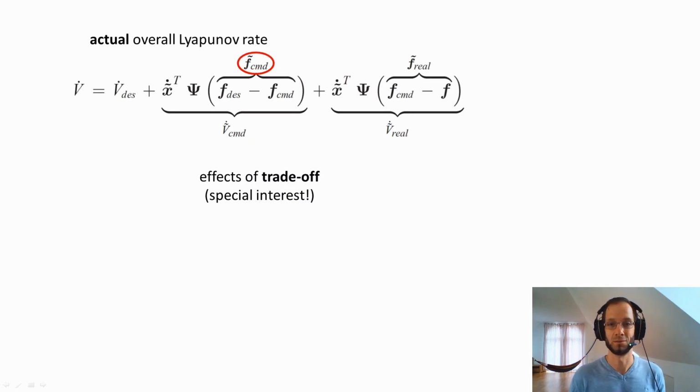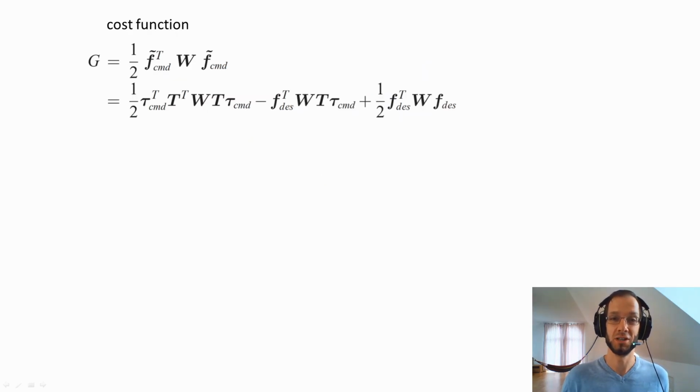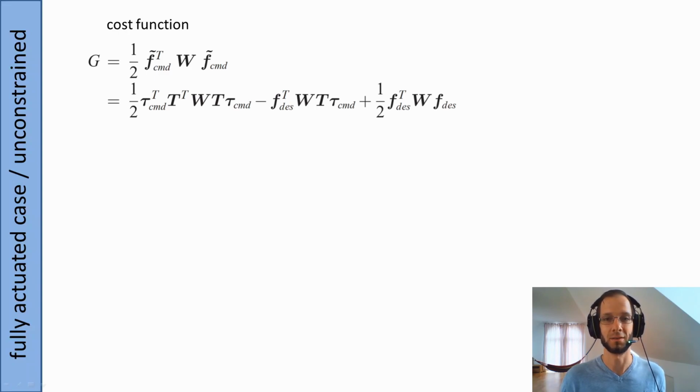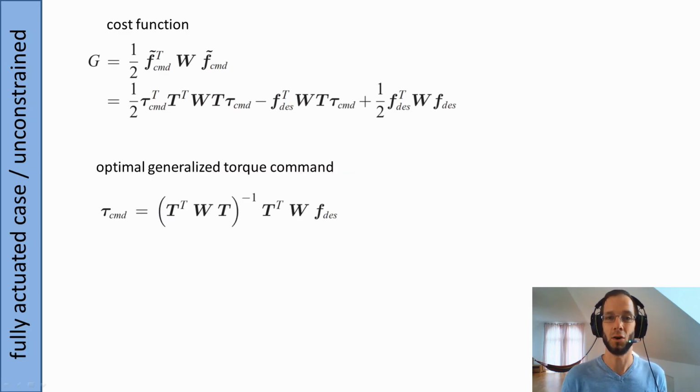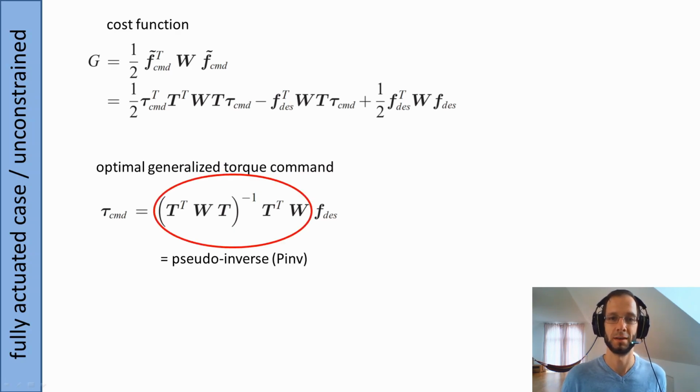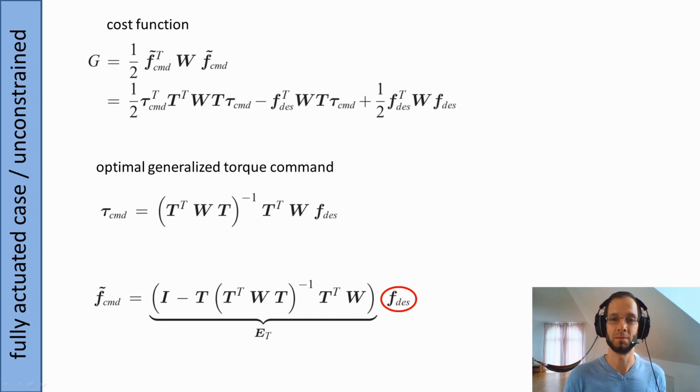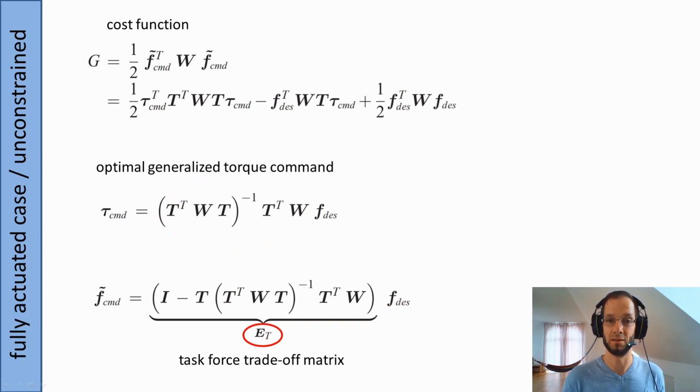We can use it to define a cost function g that tries to trade off between the task objectives. In this presentation, we focus on the fully activated unconstrained case. Differentiating g by the optimization variable and setting the result to 0 yields the optimal generalized torque command, which is based on the pseudo-inverse of T. We find that using this optimal command, the desired task forces are mapped via a task force trade-off matrix ET to the task force command errors.